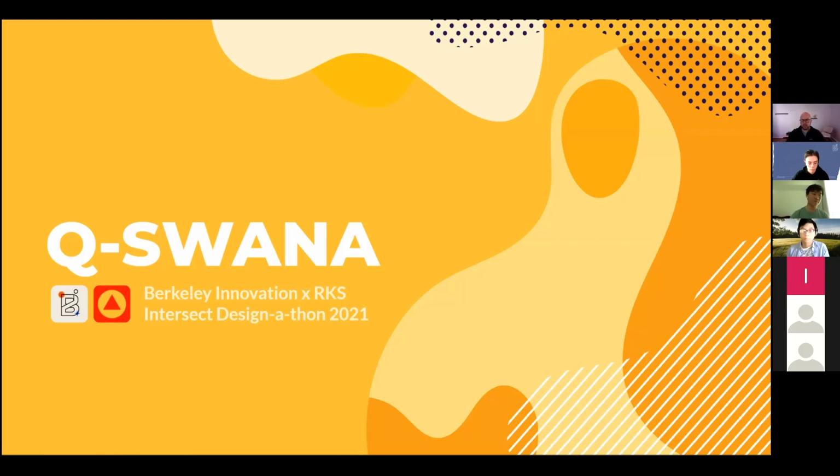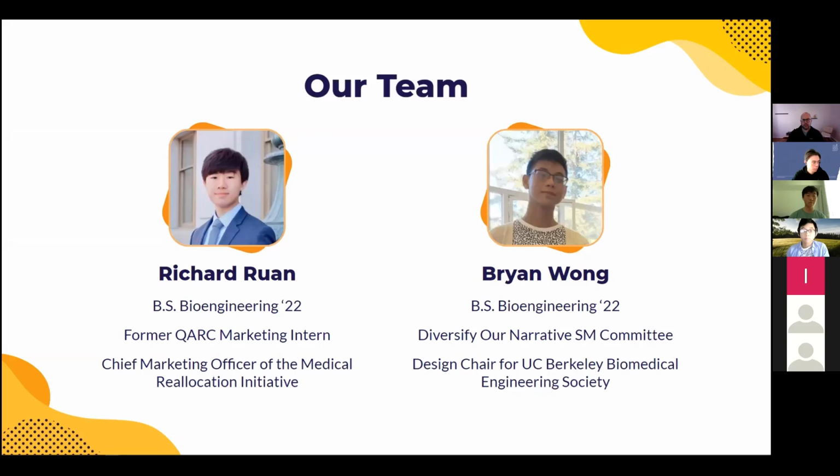Hi. Good afternoon, everyone. Today we're going to be talking about our idea, QSWANA, for the Berkeley Innovation X RKS Intersect Design-a-thon 2021. So hi, my name is Richard. I'm an undergraduate in bioengineering at UC Berkeley. I'm a former Queer Alliance Resource Center marketing intern, and I'm also currently the chief marketing officer of a nonprofit called the Medical Reallocation Initiative.